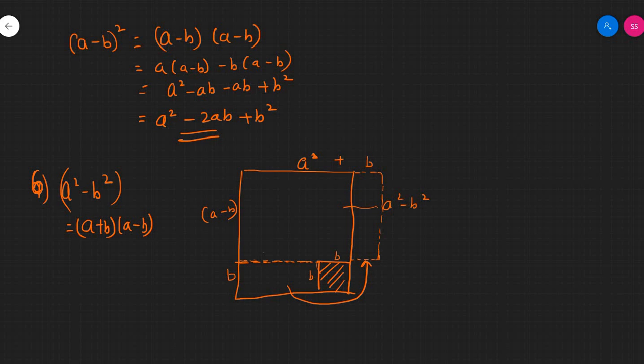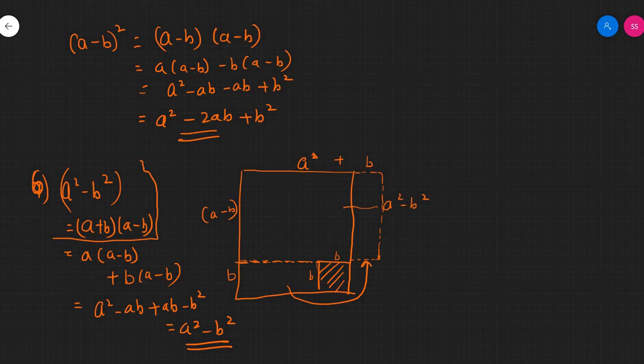But then algebraically you can go ahead and do this and convince yourself that it is indeed the case. So this becomes a into a minus b plus b into a minus b, which would be a squared minus ab plus ab minus b squared. That's equal to a squared minus b squared. So that's how you can algebraically also convince yourself this identity is valid.